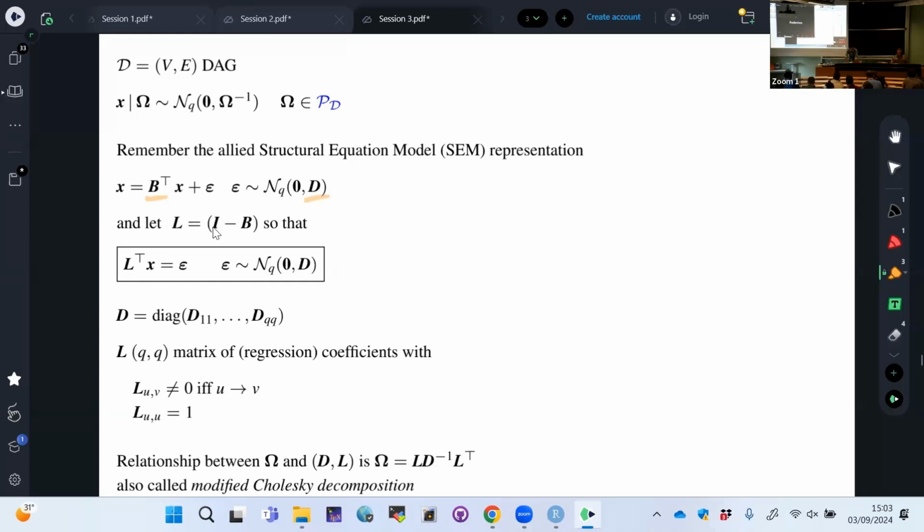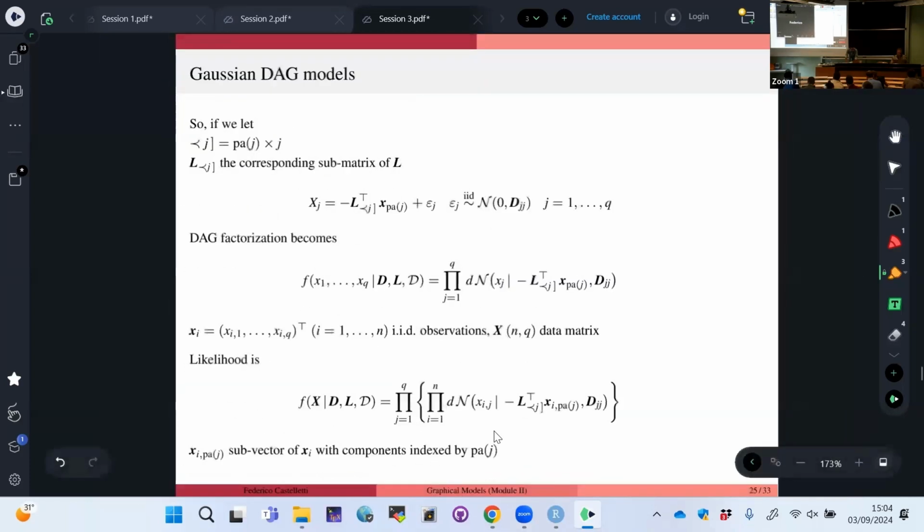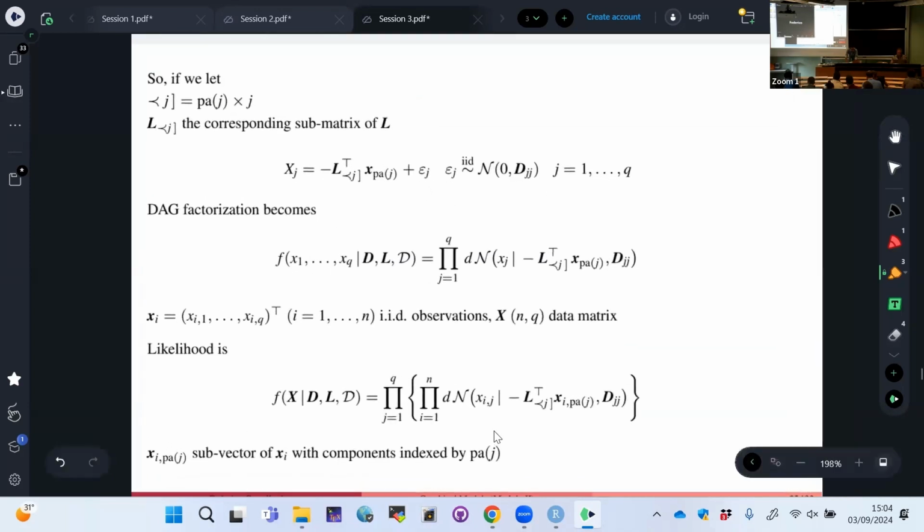Still, we can express a relationship between omega and L, D, which is called the modified Cholesky decomposition, and which is given by the expression here. So if you apply the variance operator to x, and then you compute from the variance-covariance matrix the inverse, that is omega, you obtain this kind of expression, which establishes the relationship between L, D and omega. So a prior for DAG model comparison can be assigned to L, D rather than to omega, and such a prior is called the DAG Wishart.